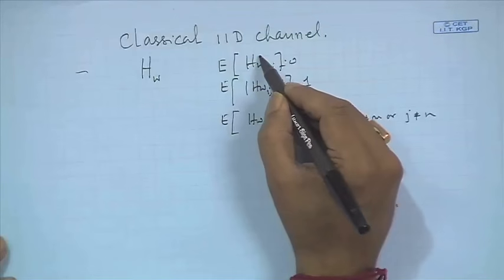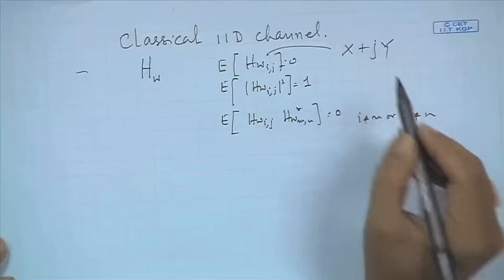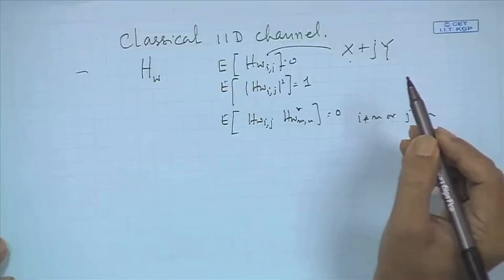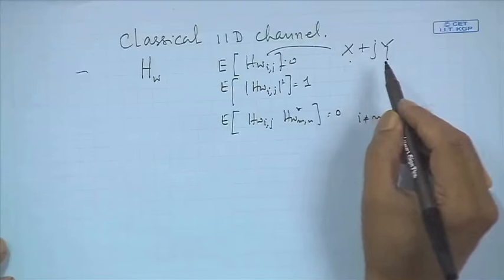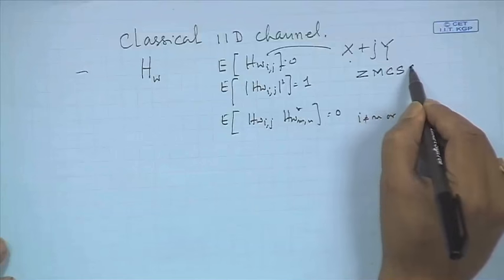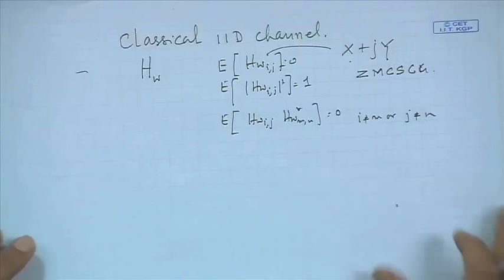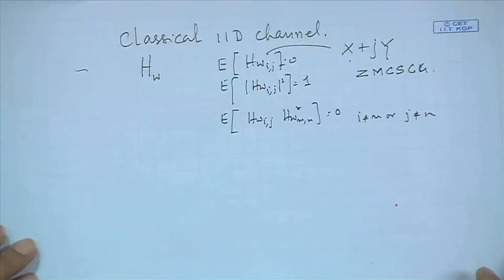We have also said that H_W components are made up of x plus jy, where x and y are independent and of zero mean and same variance. So we have characterized them as zero mean, circularly symmetric, complex Gaussian. So this is the characterization that we have given, and we have also seen the spatial correlation.